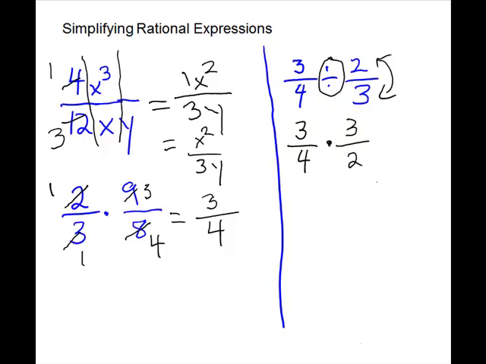Now when we check our diagonals for canceling, there is nothing. 3 times 3 is 9, and 4 times 2 is 8. There are no common factors. We'll just leave it there. We don't want to go to a mixed number. We would rather have one piece.